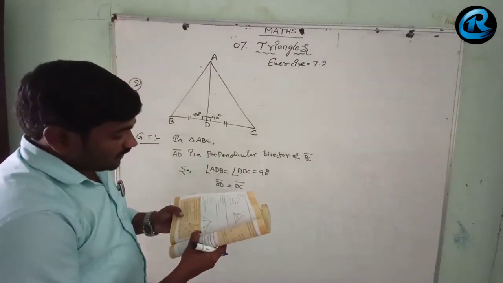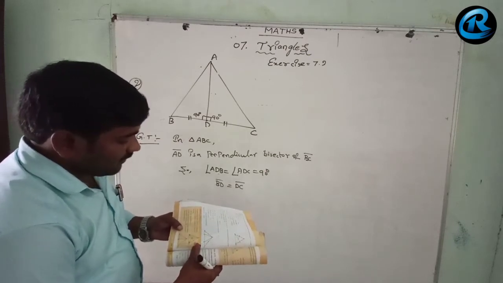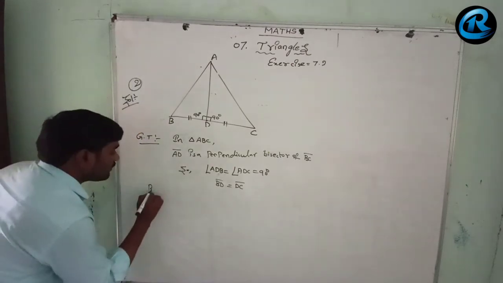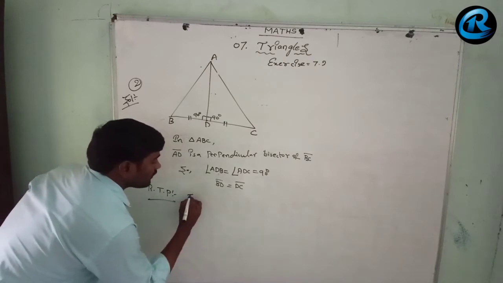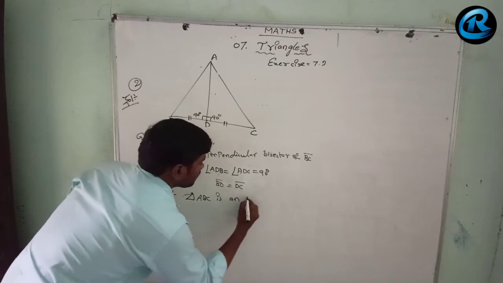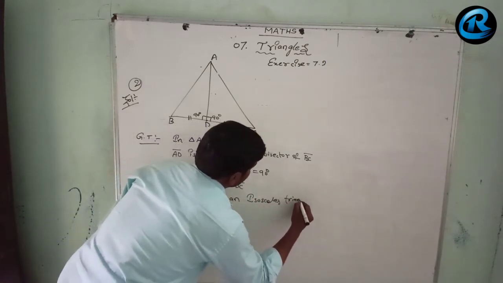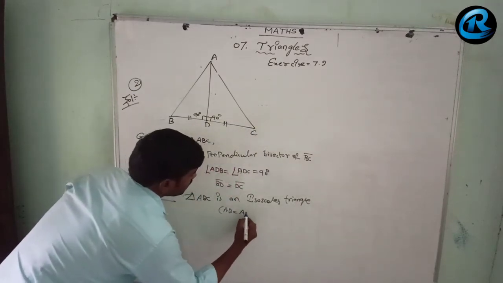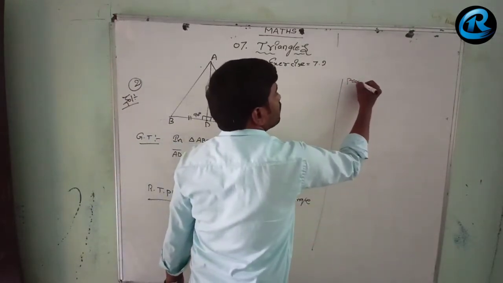Now show that triangle ABC is an isosceles triangle in which AB equal to AC. We have to show, RTP, that this triangle ABC is an isosceles triangle where AB equal to AC. AB equal to AC, we need to prove it. Okay, let us go for the proof.